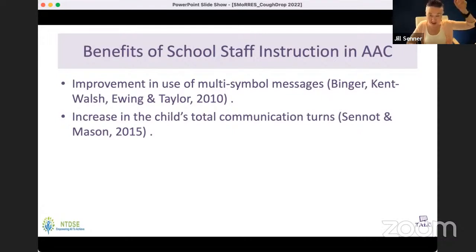So remember, we were talking in the very beginning that their communicative turns can be lower because conversations are partner dominated and that they're respondents. We can see an increase in these turns by training communication partners. So, yeah, next slide.